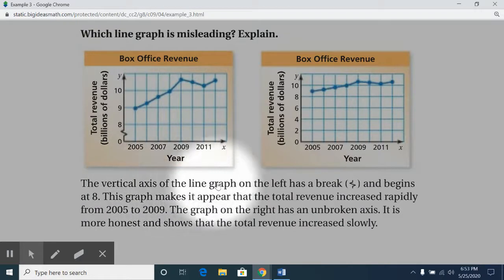The vertical axis of the line graph on the left has a break and begins at 8. This graph makes it appear that the total revenue increased rapidly from 2005 to 2009. The graph on the right has an unbroken axis. It is more honest and shows that the total revenue increased slowly. What they're saying, guys, is this might be a little misleading because they showed that break in the graph. Now we're only really looking at 3 numbers, and it looks like this really increased rapidly. But technically, it went up pretty gradually, slowly, right?